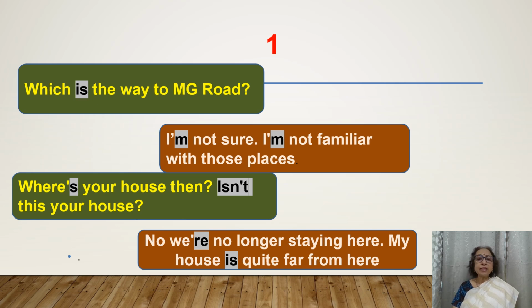So you have to repeat, which is the way to MG Road? I'm not sure. I'm not familiar with those places. Where's your house then? Isn't this your house? No, we're no longer staying here. My house is quite far from here. So you see, I read it out to you so many times. Now, what you have to do is to repeat immediately after that. If you repeat these sentences, don't repeat it once, repeat it 10 times. These sentences become a part of your memory. Now, what happens is when you start speaking, you don't hesitate because that comes from your memory.